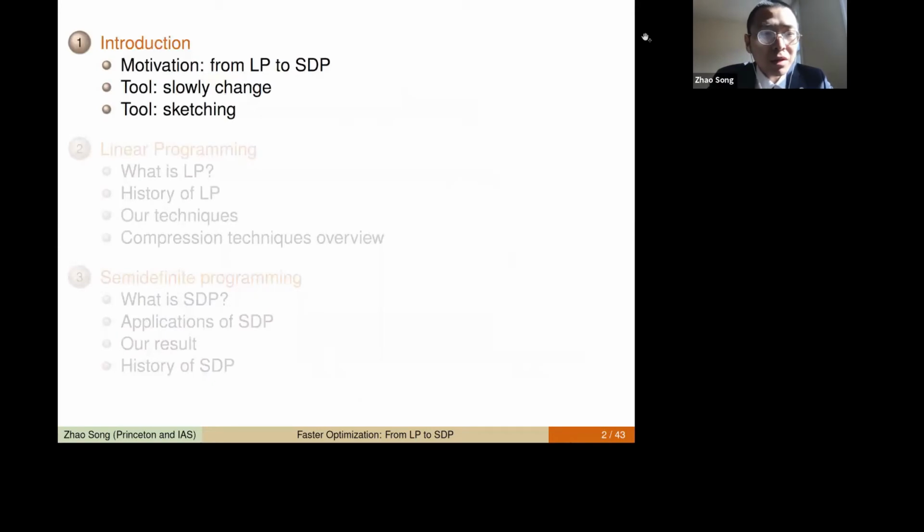So today's talk will mainly have 3 parts. In the first part I will explain some motivations and some techniques from a very high-level picture. What does this technique mean? Then in the second part I will focus on linear programming, and the third part I will focus on semi-definite programming.